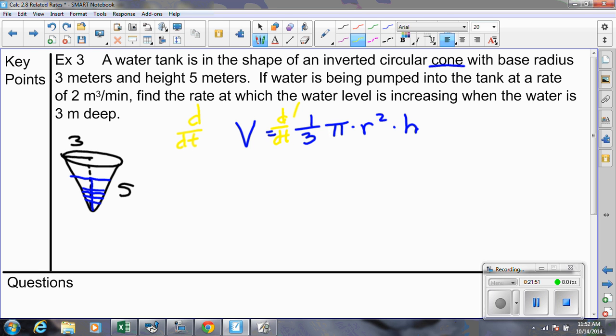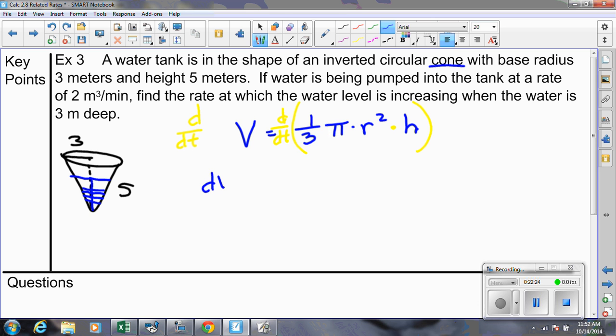We have pi r squared as one function, 1/3 pi r squared, because pi is a constant, 1/3 is a constant. But then we're multiplying by h, and h is another function. When we take this derivative, we will have to use the product rule. Still using implicit differentiation, but it'll be product rule as well. So, what is the derivative of v?